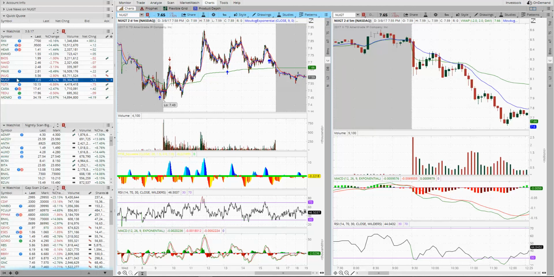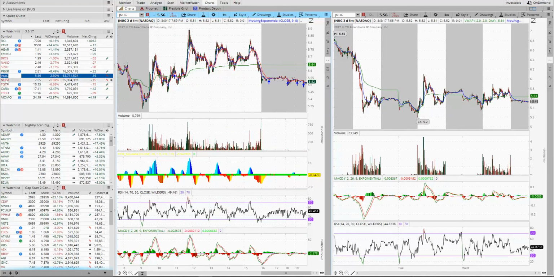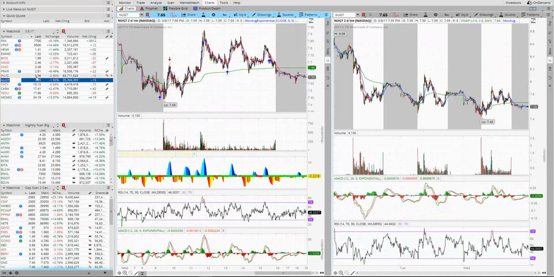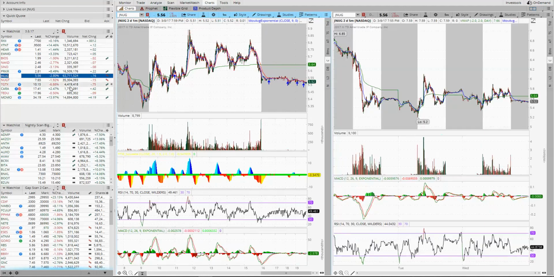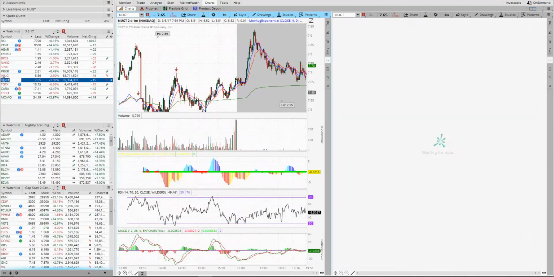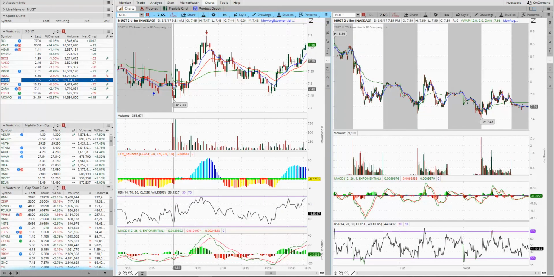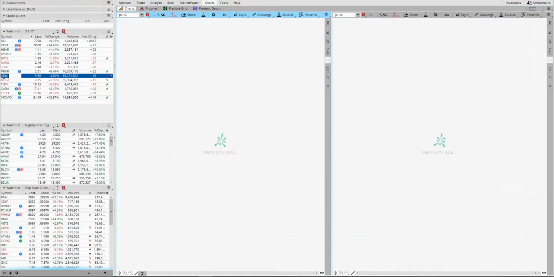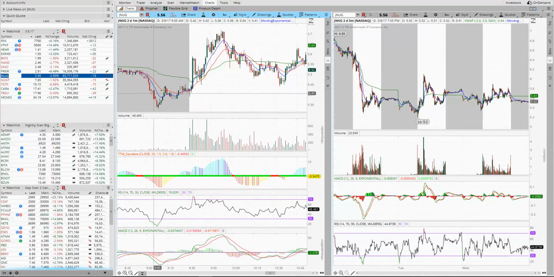Also, JNUG follows NUGT. So whatever NUGT does, JNUG follows. So sometimes you can trade JNUG, and you see it has more volume. You want to know why? Because it's cheaper. That's really why. So if you see NUGT spike up, look, when the market opens, it spiked up. Look what JNUG did, spiked up too. So they almost work in unison.